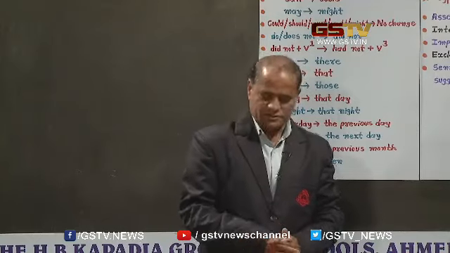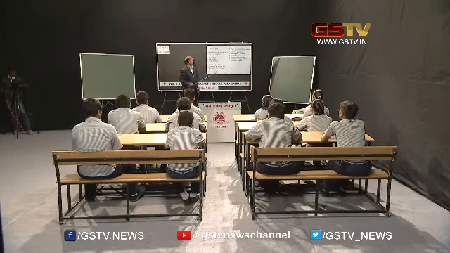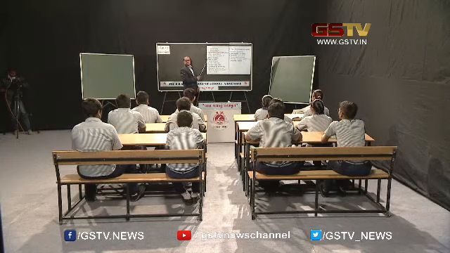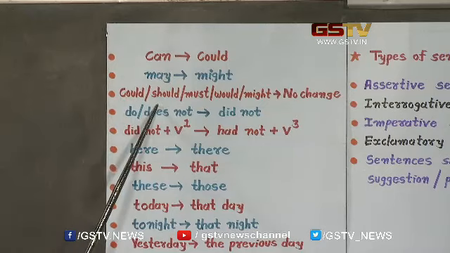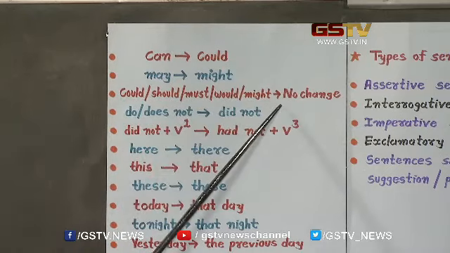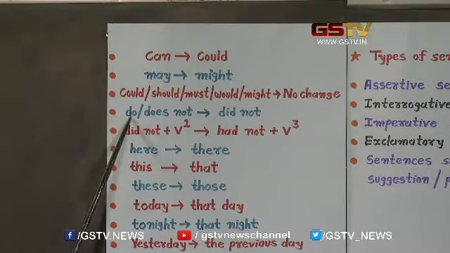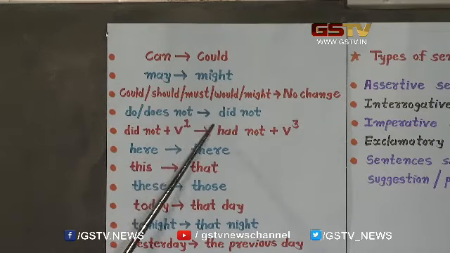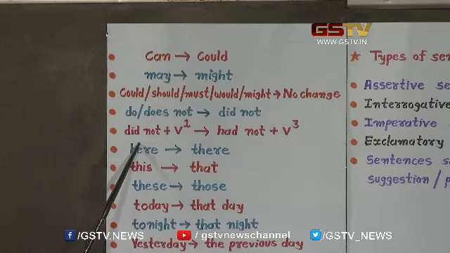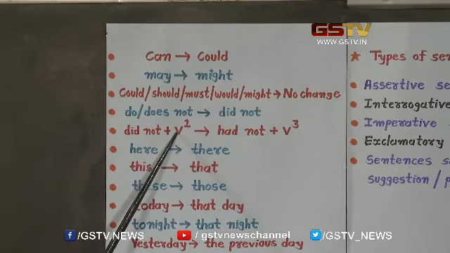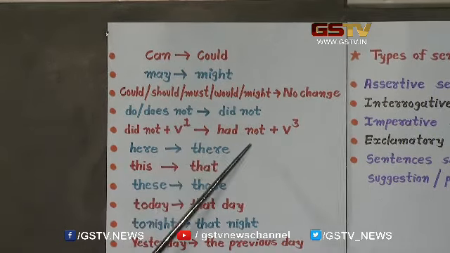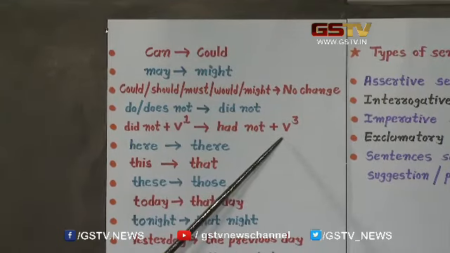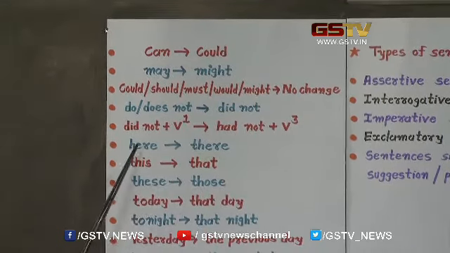You see here some more changes that are likely to be taken here, like could, should, must, would, might. There will be no change. And after that, do not, does not will be converted into did not. Did not plus V1, the original form of the verb, will be converted into had not plus V3. V3 means the past participle of the verb.